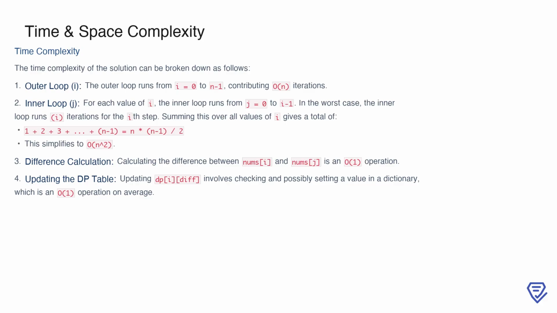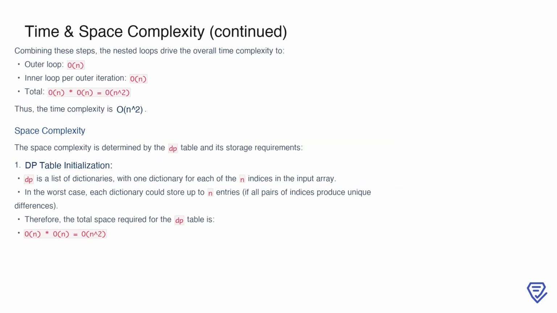Additionally, within the inner loop, calculating the difference between nums[i] and nums[j] is an O(1) operation. Similarly, updating the DP table involves setting a value in a dictionary, which also averages to O(1). These operations, while constant, are nested inside the loops and don't affect the overall asymptotic complexity of the algorithm. When we combine these components, we see that the nested loops dominate the time complexity. The outer loop contributes n, and the inner loop adds another n for each iteration of the outer loop. Multiplying these together gives us a total time complexity of n times n, which simplifies to O(n squared).